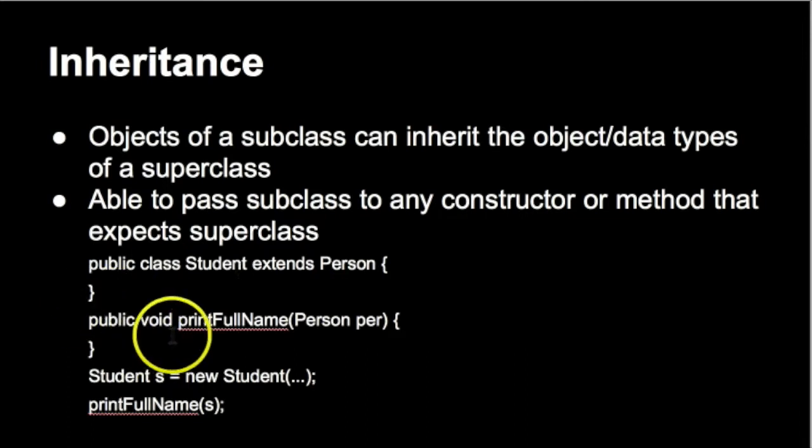And so we take a look at this public void print full name method that expects an object type of person. And so what this method is going to do is it's going to retrieve the data fields from that person object necessary to print the full name.